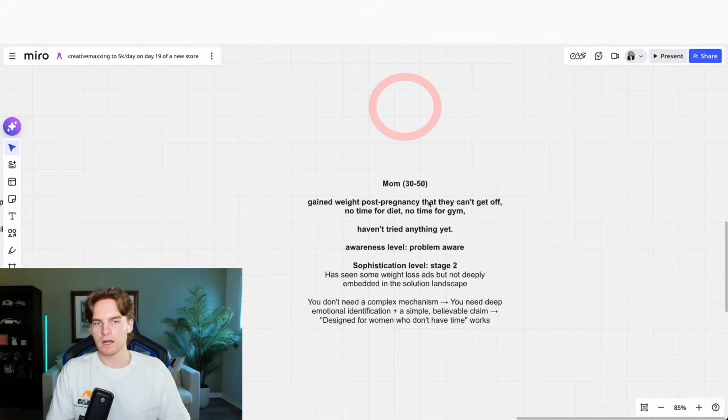So for example, a mom that's like 30 to 50 has gained weight post-pregnancy. They can't seem to get it off. They have no time to diet. They have no time for the gym. They haven't really tried anything yet. This person might also still be in the market for the exact same weight loss supplement as the gym bro who's extremely sophisticated, hits the gym, tracks their calories. But what's going to sell this avatar is going to be drastically different to what's going to sell the gym bro avatar.